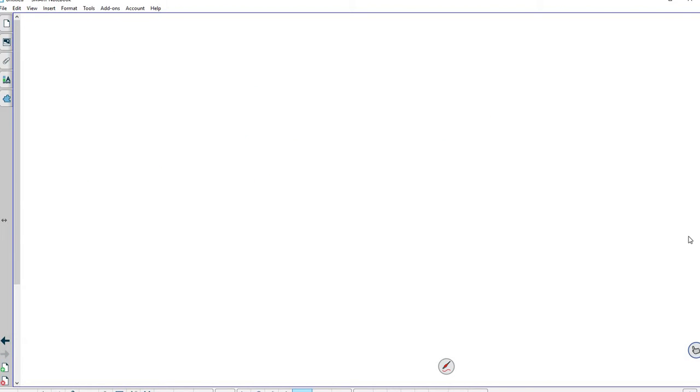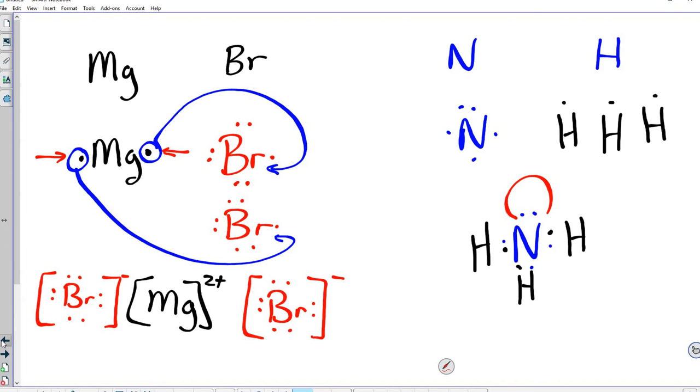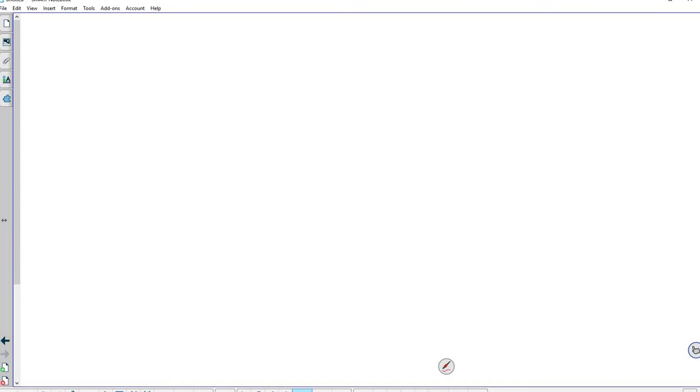When you have 3 elements that you need to do that with, you want to do 3 different ones? Okay, so we're going to do 3 different ones. Let's do HCN. Okay. So hydrogen, again, had 1, right?